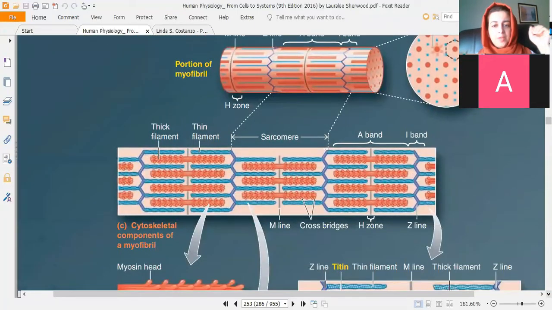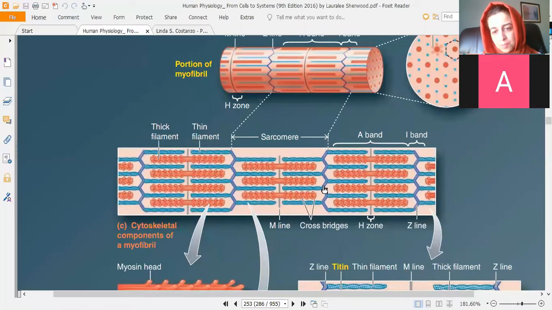So if we look at this even more closely, this is your Z line. And the Z line is that connective tissue structure which is actually attaching the actin filaments on both sides. These thin filaments are overlapping with myosin filaments, which are called the thick filaments. The part where they are overlapping is a darker part, and that is called the A band.